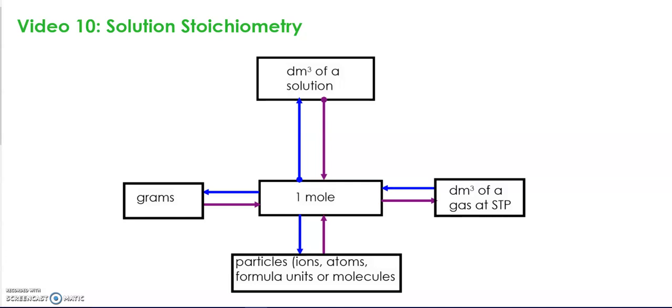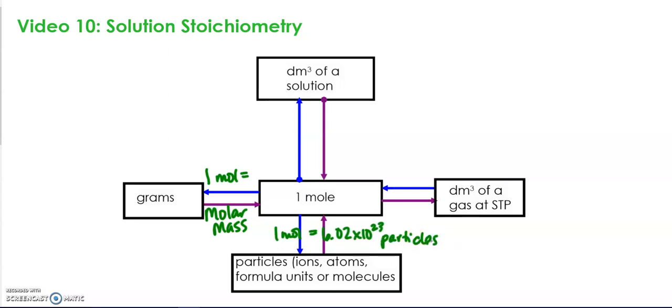So things you already know, grams to moles, that relationship is that 1 mole equals your molar mass, right? And this is from your periodic table. You should be able to do this quickly and easily. When it comes to particles like ions, atoms, formula units, molecules, like really, really tiny things, 1 mole equals 6.02 times 10 to the 23rd of whatever you have. I'm just going to write particles, right?